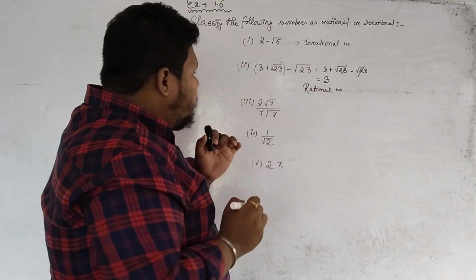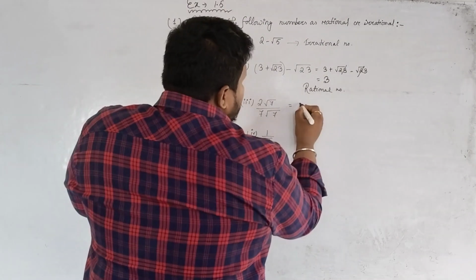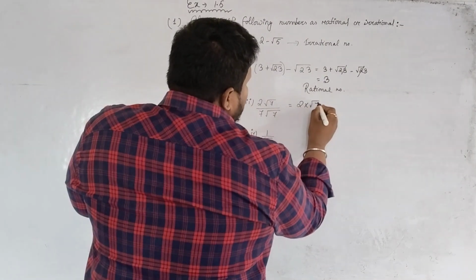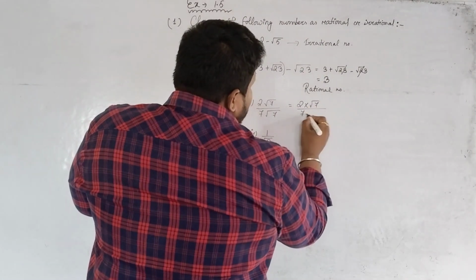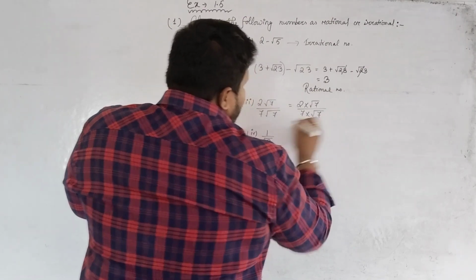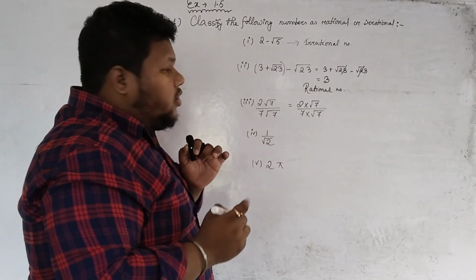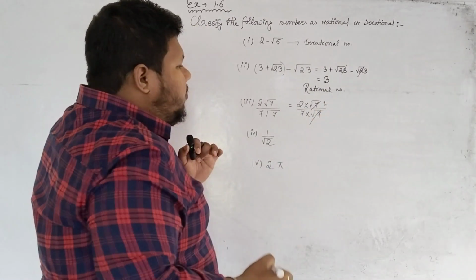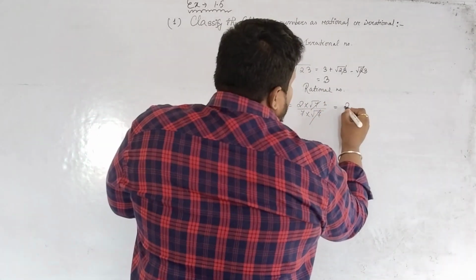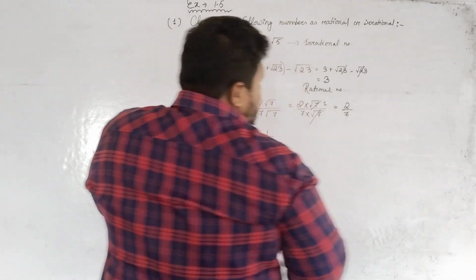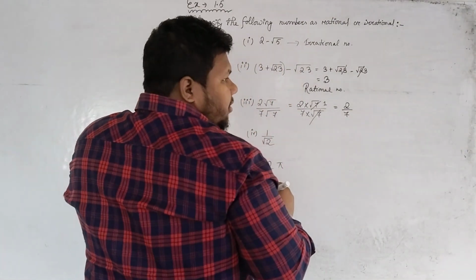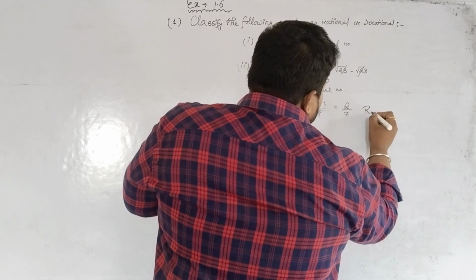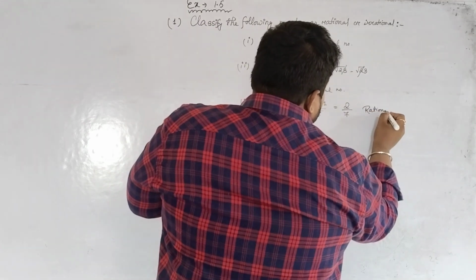Okay, number 2 you see, 2 root 7 by 7 root 7. So this one I can write as 2 into root 7 over 7 into root 7, right? Now you tell me, root 7 will cancel here, right? So what we are left with is 2 by 7. So is 2 by 7 a rational number? Yes. So this is a rational number.